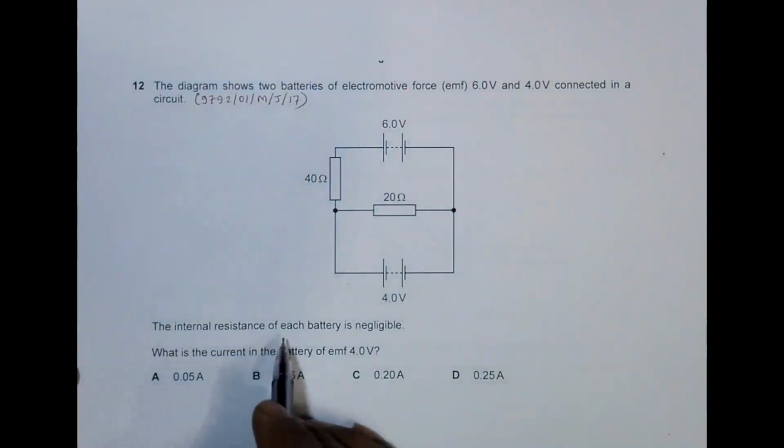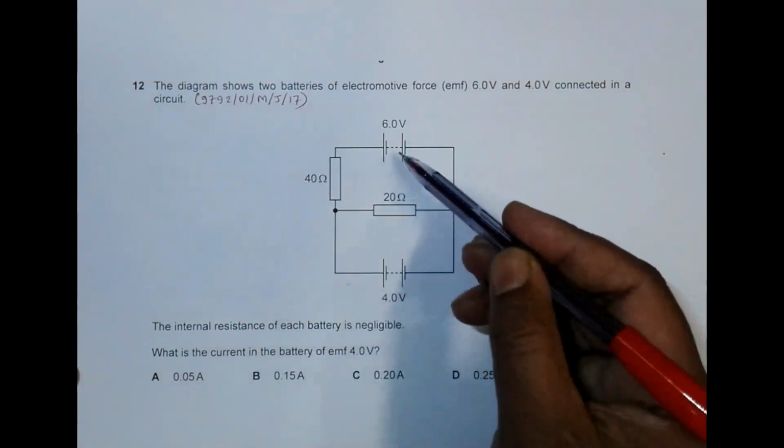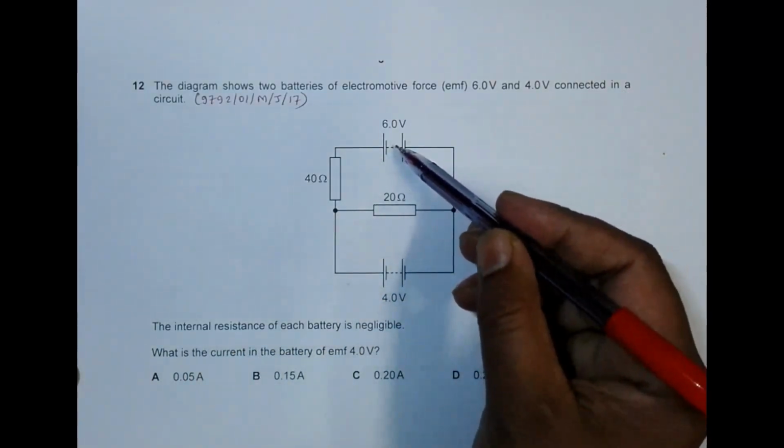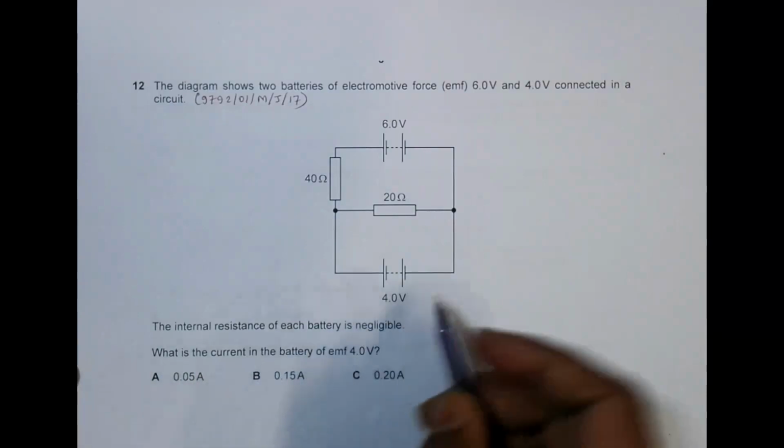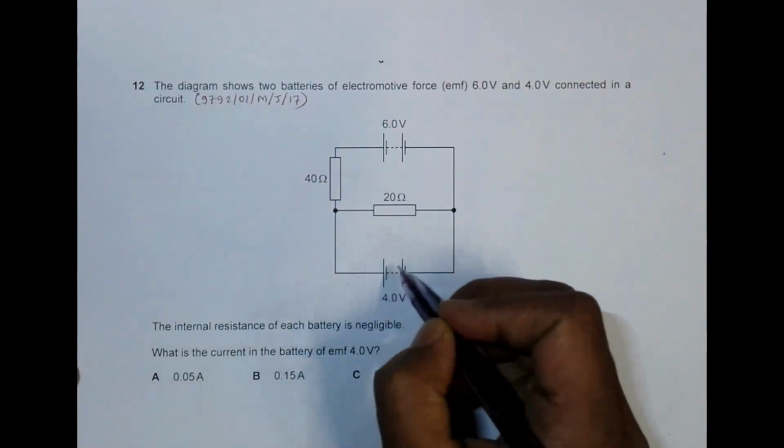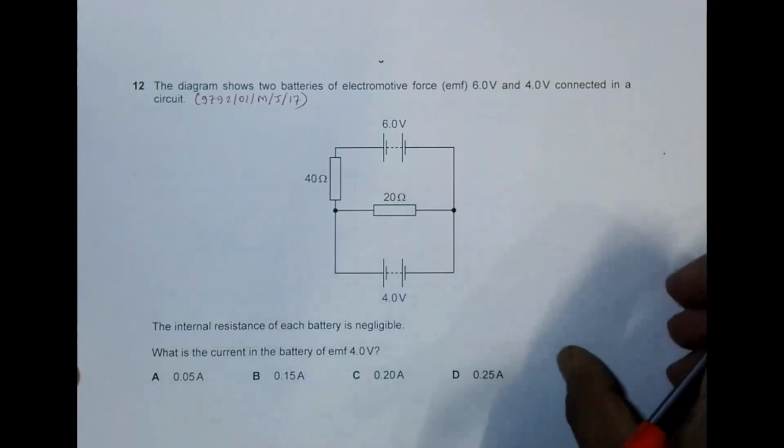The internal resistance of each battery is negligible. No internal resistance here and here. So we have to find what is the current in the battery of EMF 4.0 volts. So we have to find what is the current through this battery.